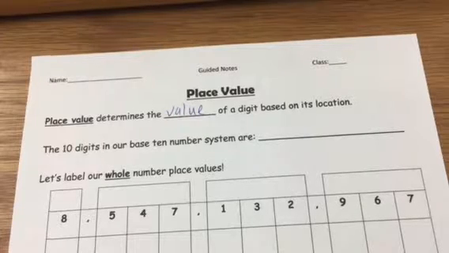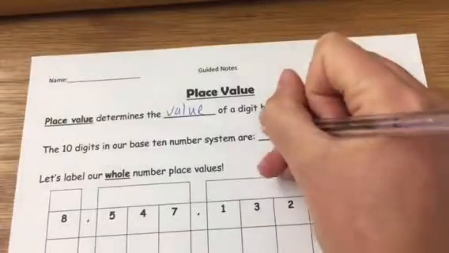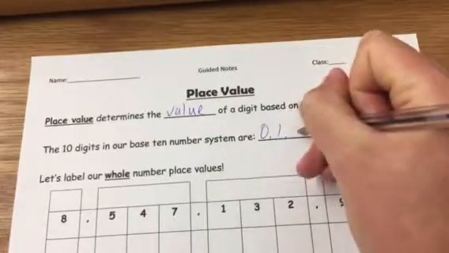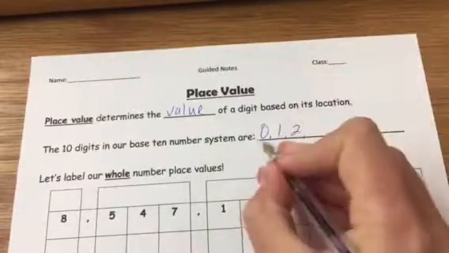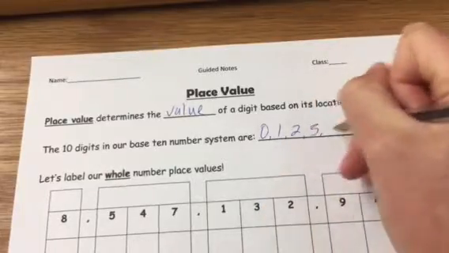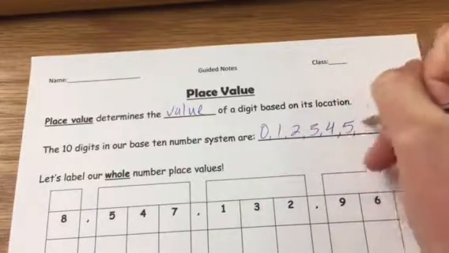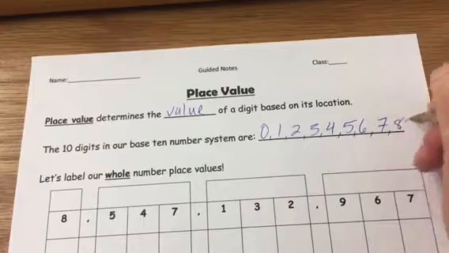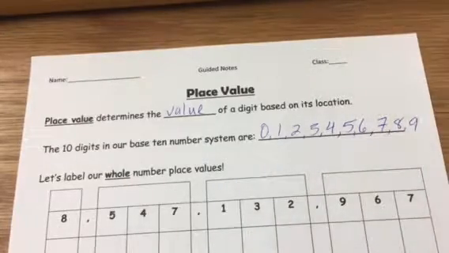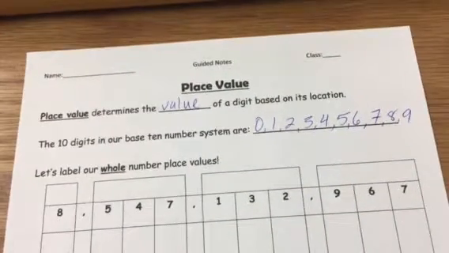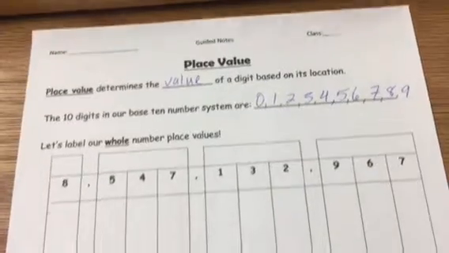Let's review what digits are. We have 10 digits in our base 10 number system. They are as follows: 0, 1, 2, 3, 4, 5, 6, 7, 8, and 9. So these are the numbers that we use to generate our numbers. We call those digits. So let's go ahead and take a look at what our whole number place values are.